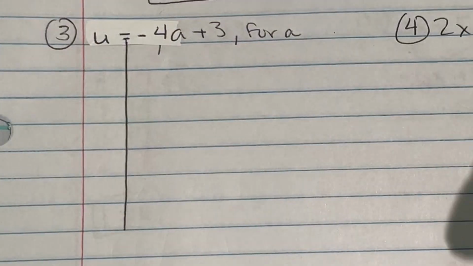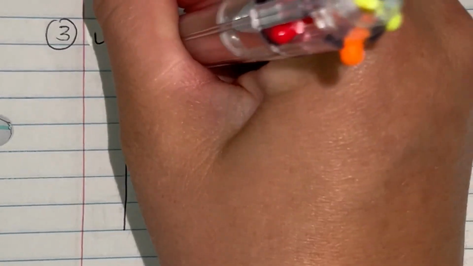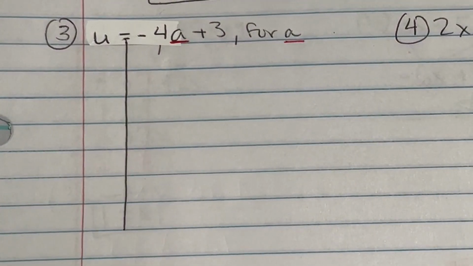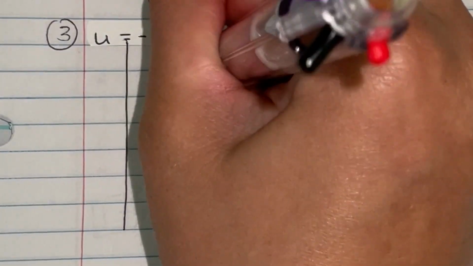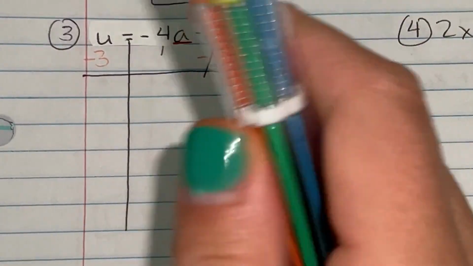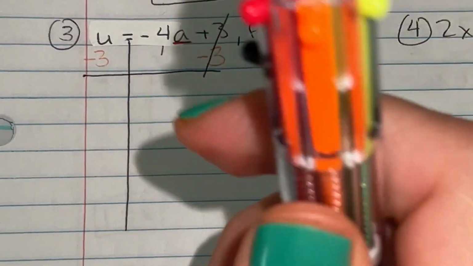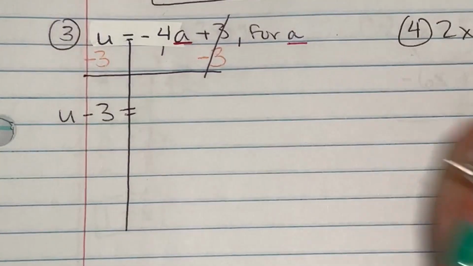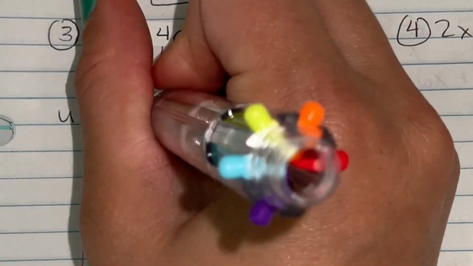All right, last one, literal equation, balance bar. All right, this time it's asking us to solve for a. So here's the a, that is our variable. Everybody else is a constant and a coefficient that we are dealing with. So let's deal with them. I'm going to subtract that 3 because it is my constant. U minus 3, not a real thing, so I'm going to write it how I say it. U minus 3 equals negative 4a.